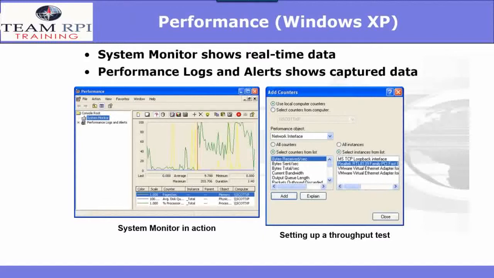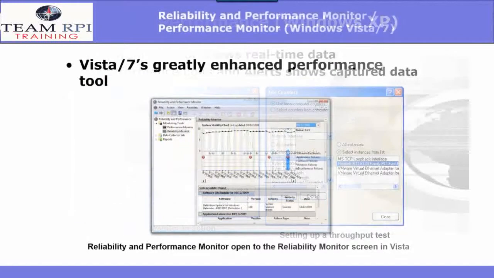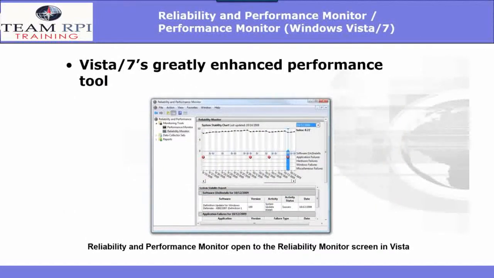Here you'll see the System Monitor in action. And here you see the facelift. Windows Vista and Windows 7 greatly enhanced this performance tool. It's called Reliability and Performance Monitor, and you see down here that it's open to the Reliability Monitor screen in Windows Vista. Notice the graphical interface shows where and on what dates that the system ran into problems, such as application or hardware failures, and even Windows failures.